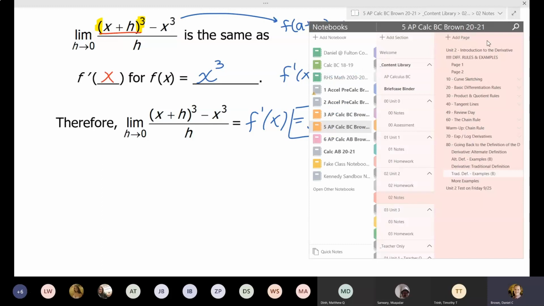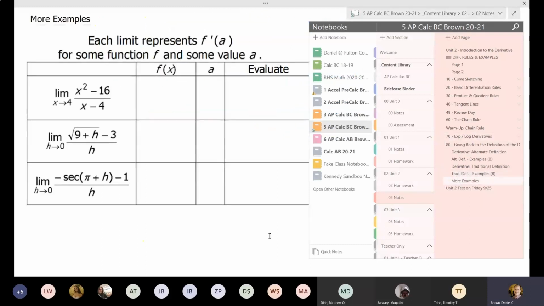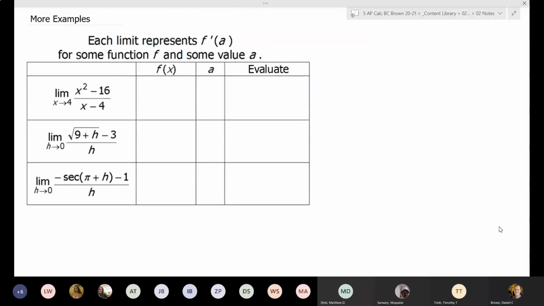So where this becomes nice for us, this is going to be my last slide of notes to kind of pull it all together, is I have 3 limits here. 2 of these you could do the old-fashioned way. Like that first one, I think most of you can look at that and say, oh, factor and cancel and get to the answer, which is easy.